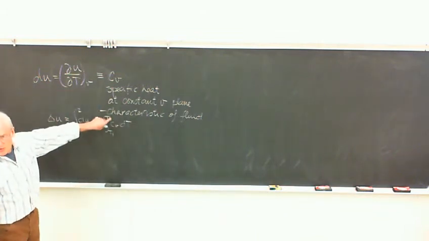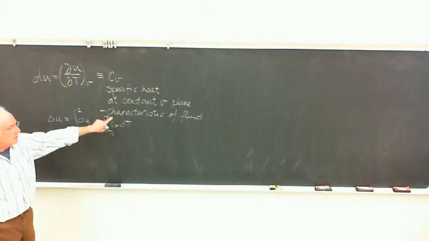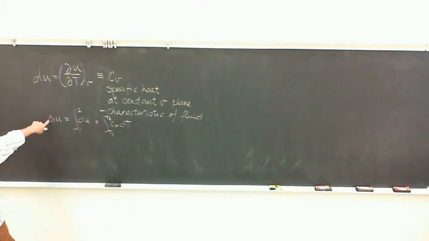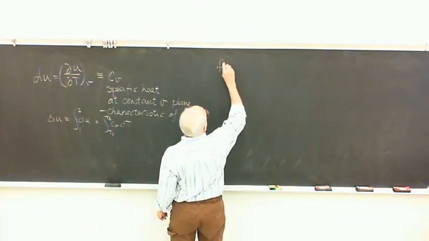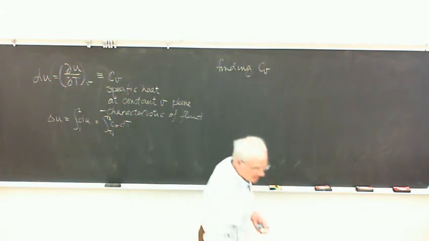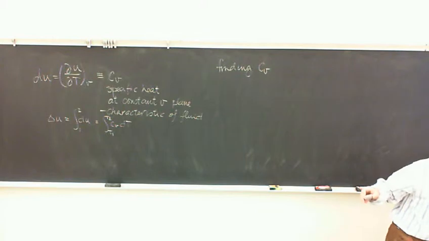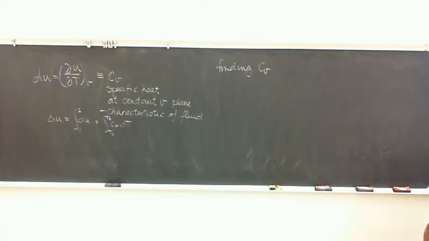If we know the temperature change and we know the specific heat, we could do this integral and find the change in internal energy. So the question then becomes finding C sub V. And we have it in several different ways. Just in case you never have enough choices on these problems as you're going through them, you're always thinking, is there some other way I could find this thing?